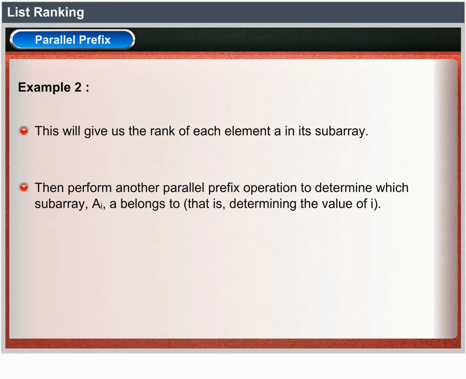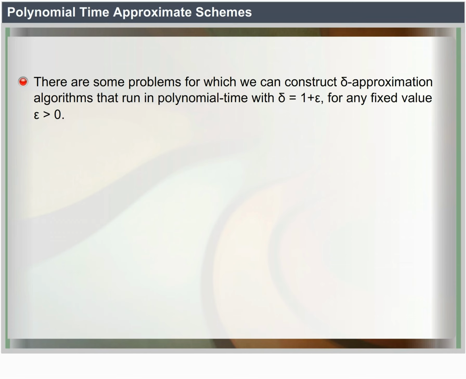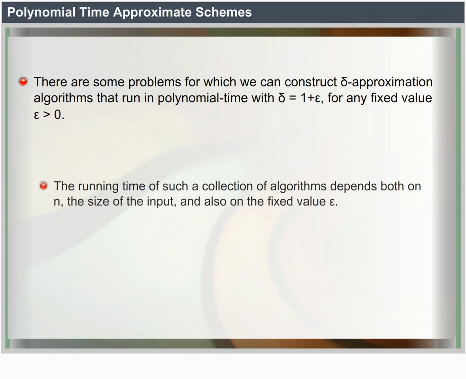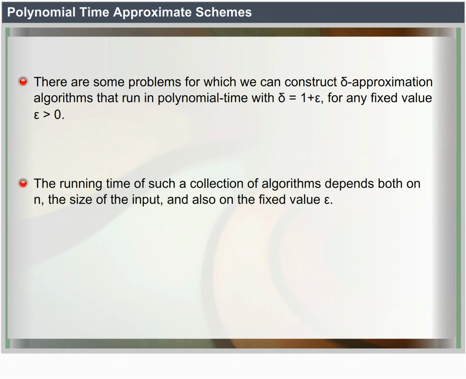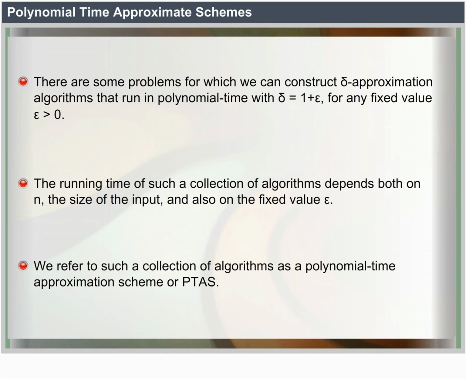Polynomial time approximate schemes. There are some problems for which we can construct delta approximation algorithms that run in polynomial time with delta equals 1 plus epsilon for any fixed value epsilon greater than 0. The running time of such a collection of algorithms depends both on n, the size of the input, and also on the fixed value epsilon. We refer to such a collection of algorithms as a polynomial time approximation scheme, or PTAS.